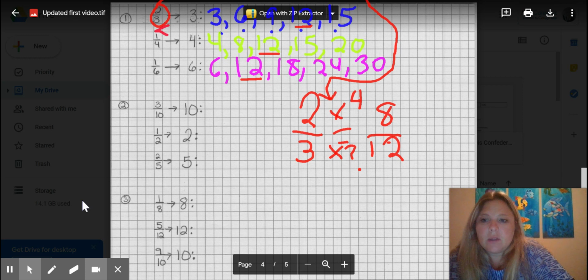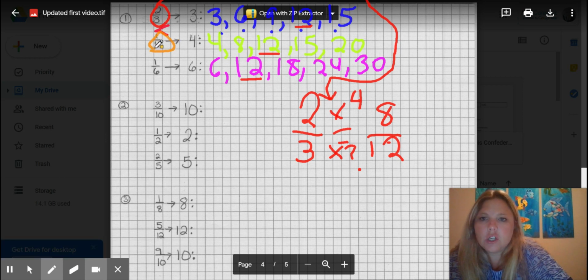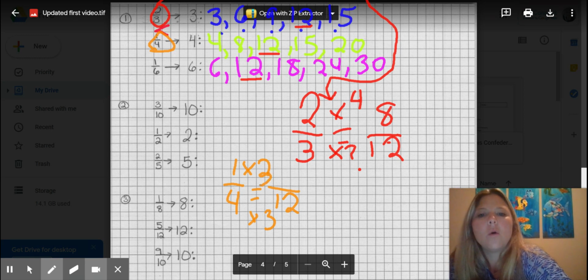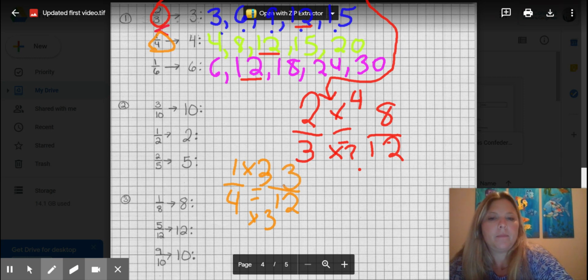Again, we are going to do 1/4. I'm going to change the color, use this orange, and rewrite 1/4 right here. Our common denominator is 12. 4 times what equals 12? 4 times 3. Whatever you do on the bottom, you have to do on the top. What is 1 times 3? 3. So notice how we have 8/12 and 3/12.